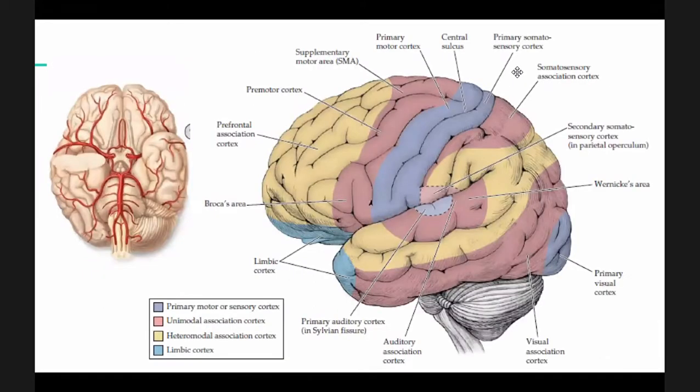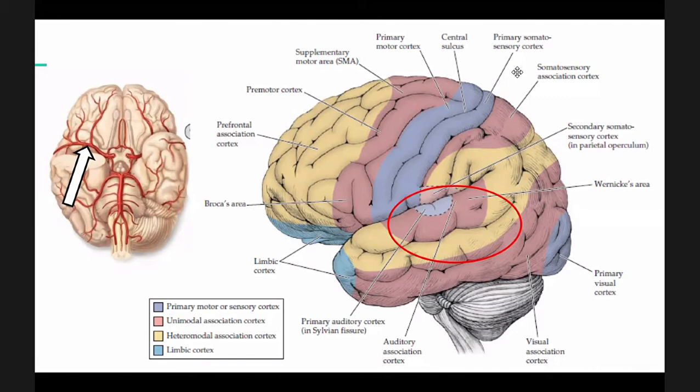Okay, I have explained this already. If there is obstruction of the middle cerebral artery, if it's on the left side, for example, where the Wernicke's area is, it would produce a greater damage as compared to if the right middle cerebral artery is obstructed.